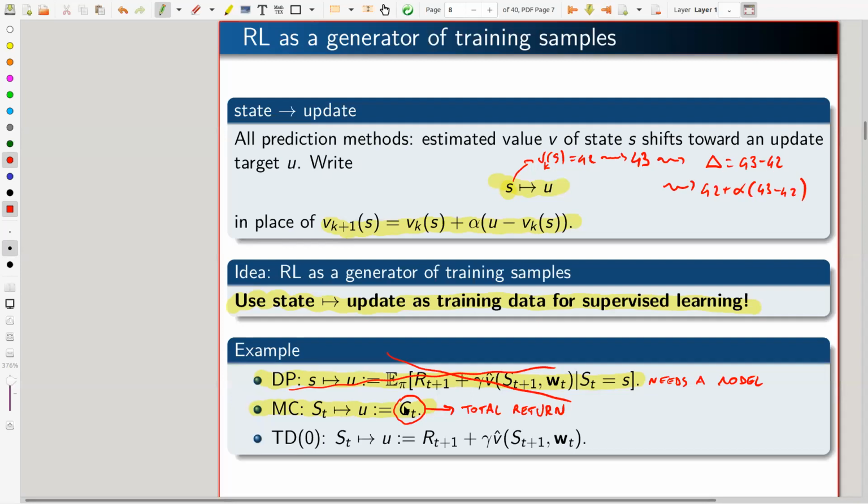And then there was this method called temporal difference that was making just one step forward. That is, I just look at the immediate reward, and then I use my previous estimate of the value of the state to form the new target. One step return. Well, both of them can be used as target, as label for training data for our approximation method.